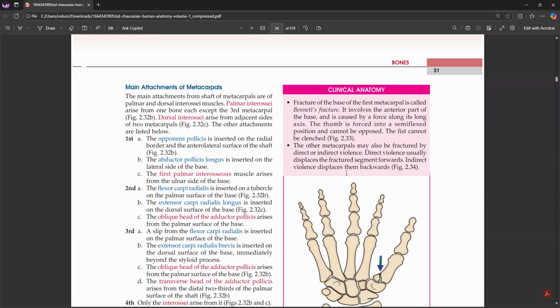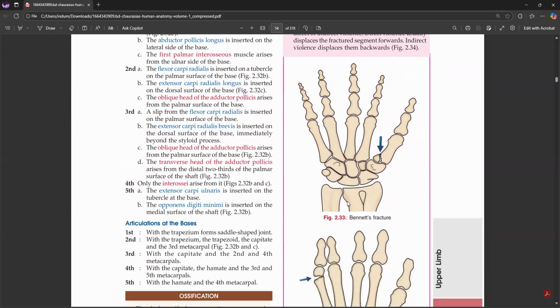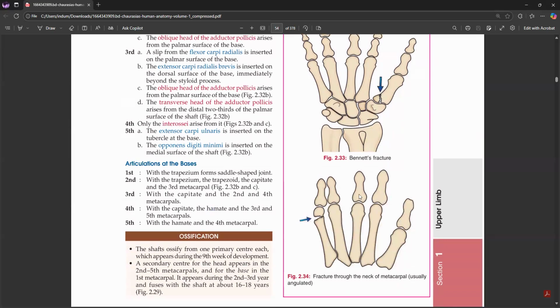Figure 2.33. The other metacarpals may also be fractured by direct or indirect violence. Direct violence usually displaces the fractured segment forwards. Indirect violence displaces them backwards. Figure 2.34.